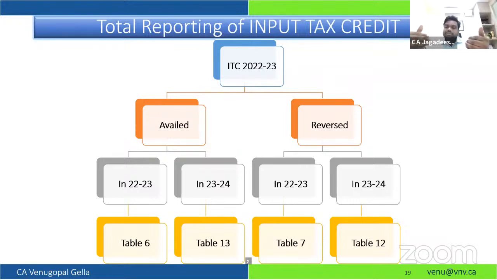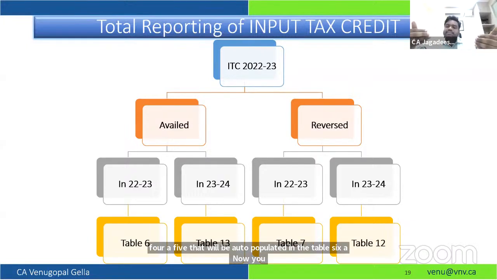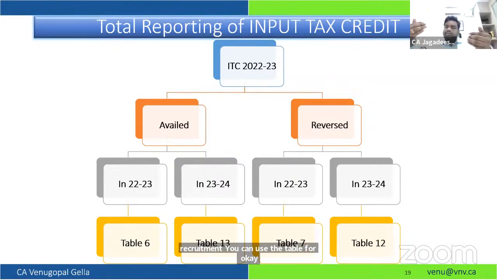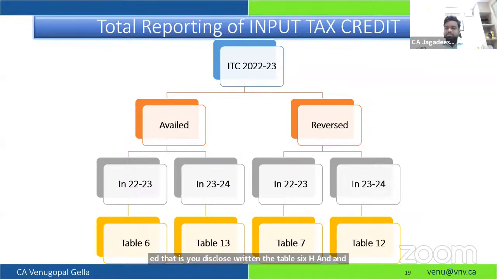In table 4A5, the reclaim of temporary reversal will be added to 4A5. That will be auto-populated in table 6A. Now you bifurcate that table 6A into two parts, actual ITC and the reclaimed ITC. For reclaimed ITC, you can use table 4D1. Okay. So the reclaimed part from table 6A, you disclose in table 6H, and the actual ITC you report in table 6B. Okay.